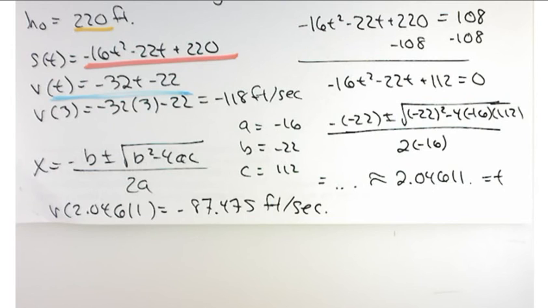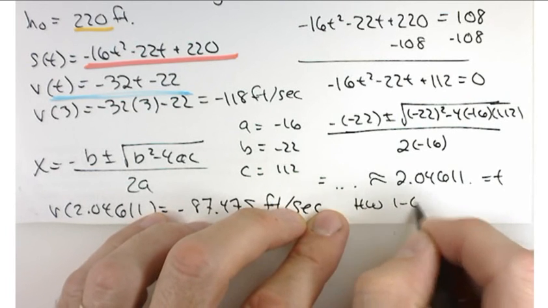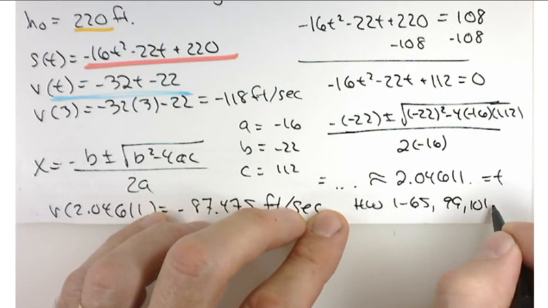For homework, try 1 through 65, 99, and 101, and 103.